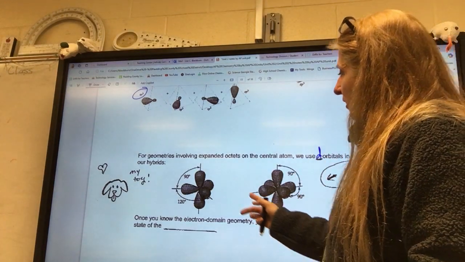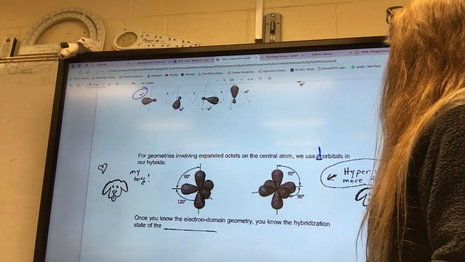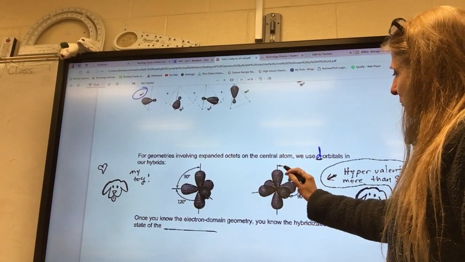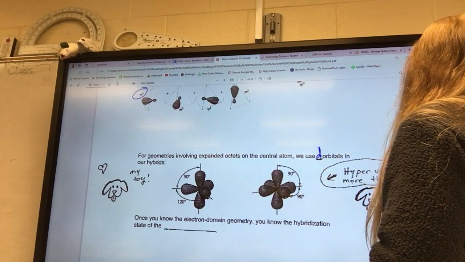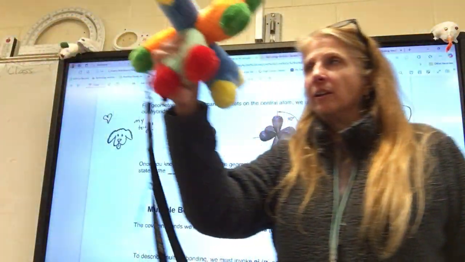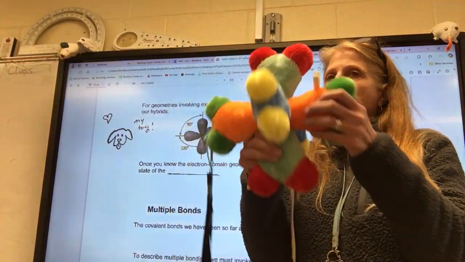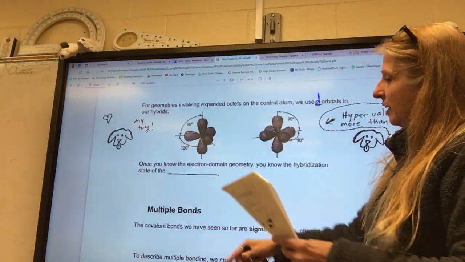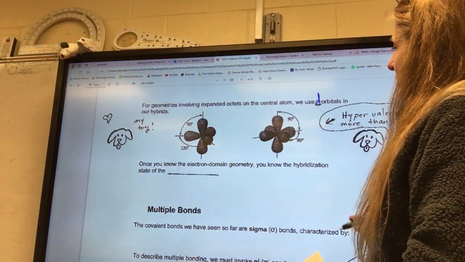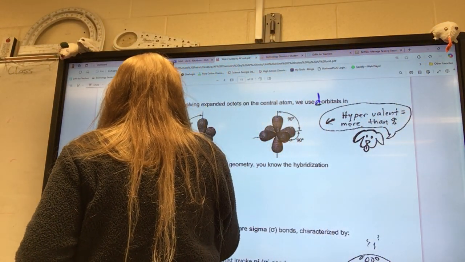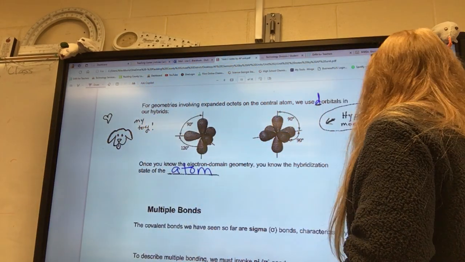That's what it's doing. So like our dog toy, that was with 3 around, that's with 4 around. It's called hypervalent. It's got more than 8. See, 2, 4, 6, 8, 10, 12. It's got more than 8. Wait, why is there the dog? Because I have a dog toy. This is what we look at. So this is hypervalent. It's got more than 8 electrons around it. I have to draw something, so I drew a doggy. Okay, so my dog toy. Once you know the electron domain geometry, you can know the hybridization state of the atom. Okay, so that's our last little bit of that.